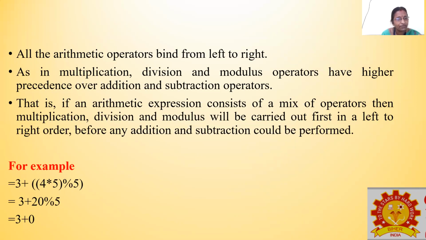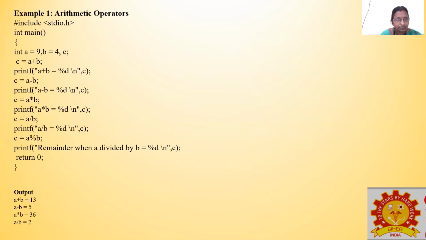So first you do 4 into 5, that will become 20. Then you do the modulus operation, 20 mod 5. Clear? So 20 mod 5 becomes 0. Then you add 0 with the 3, and the result will be 3. So this is the way you have to calculate the expression.